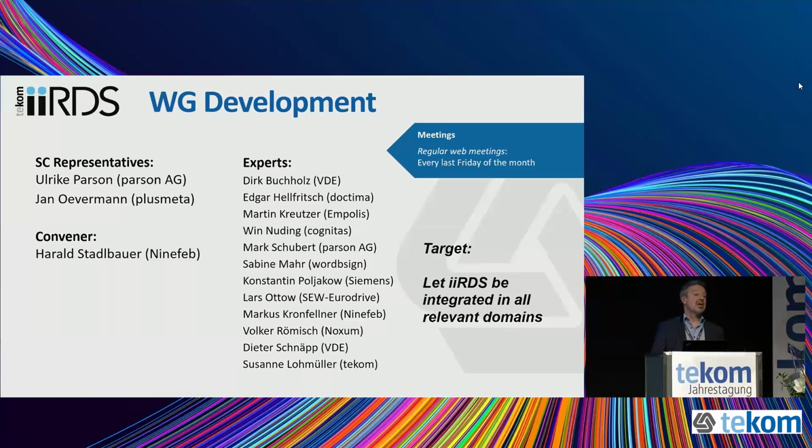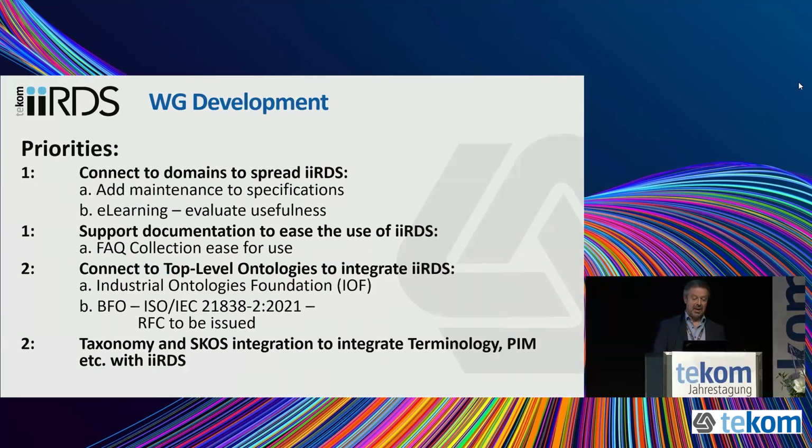The second branch is to create use cases where you can use iiRDS additionally. And the third branch is to extend any kind of best practice paper to ease the use of iiRDS from the beginning on.